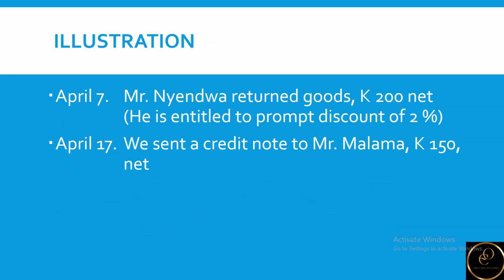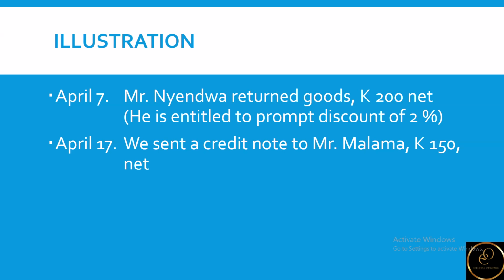Let's look at an illustration involving these two transactions. Let's take that Mr. Mwenyendwa returned goods on April 7th amounting to 200 kwacha net, and he is entitled to a prompt discount of 2%.